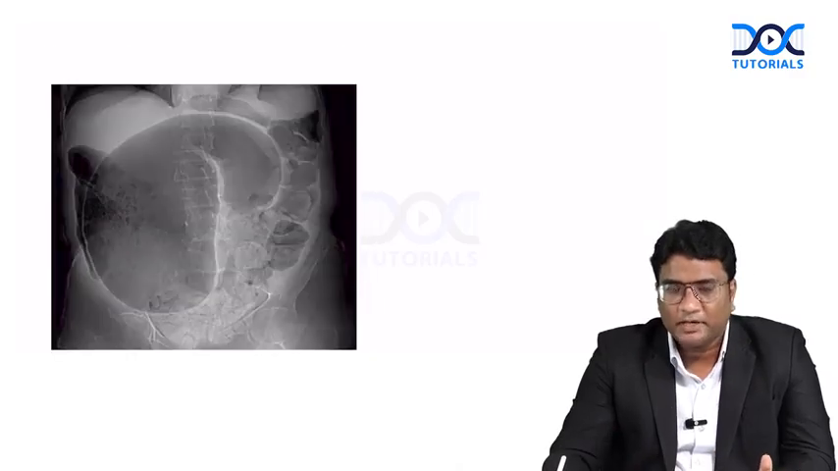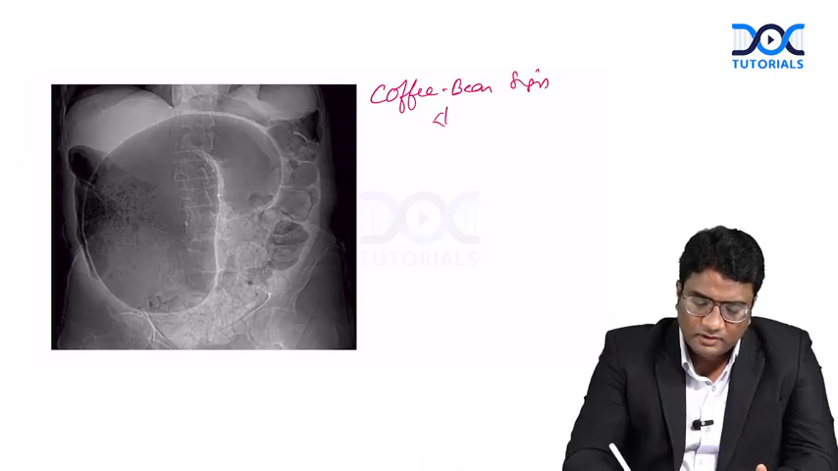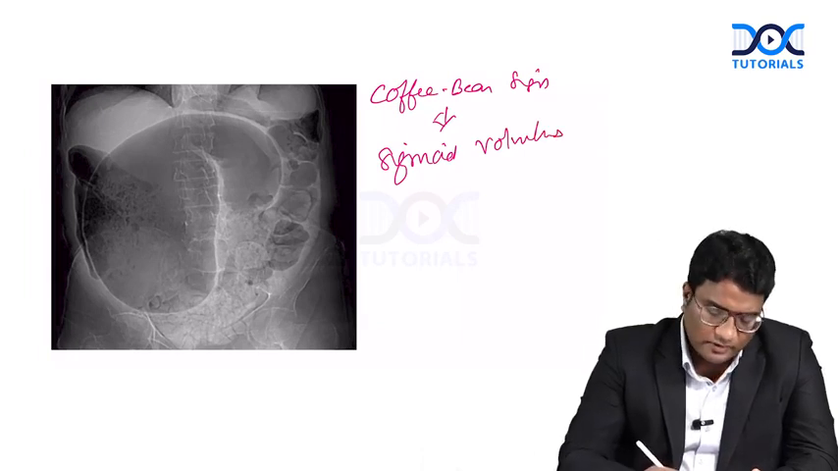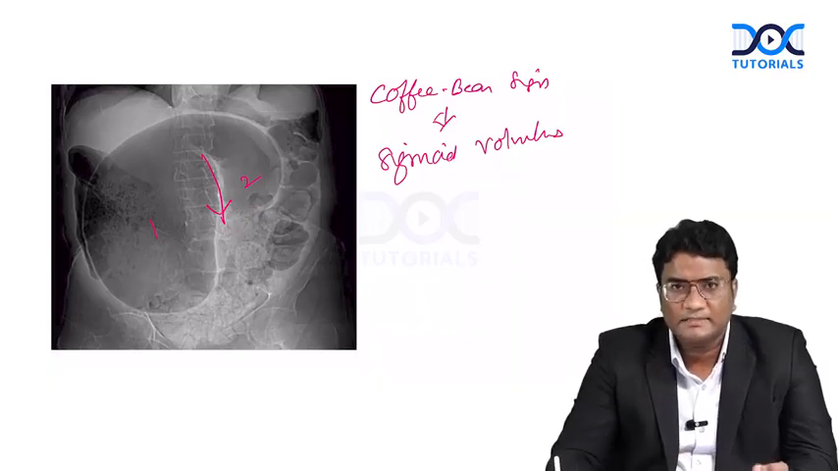And this is important, I hope you all know this. This is the coffee bean sign. This is suggestive of sigmoid volvulus. The coffee bean sign is where you see two loops and a cleft in between. So this is your coffee bean sign that you see in sigmoid volvulus.